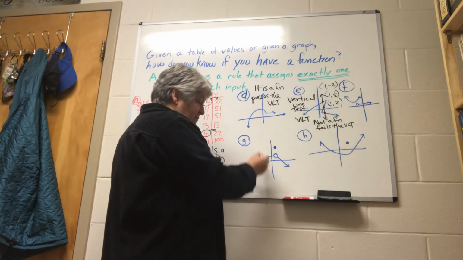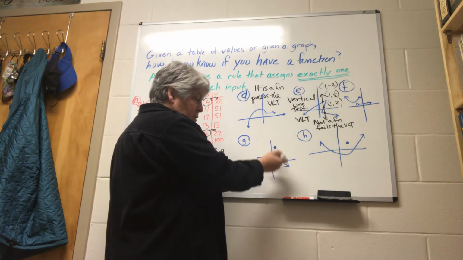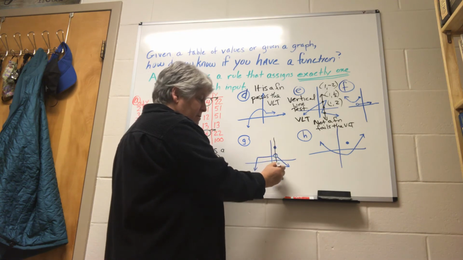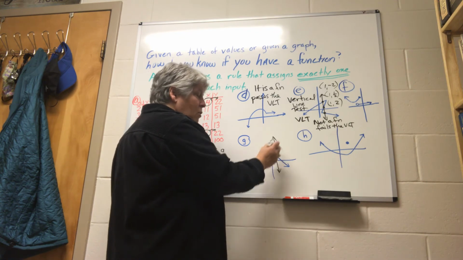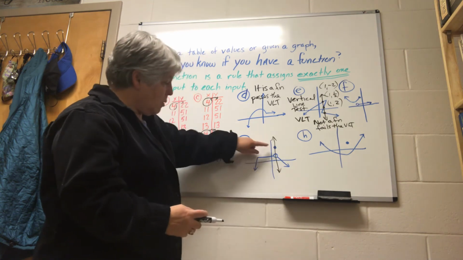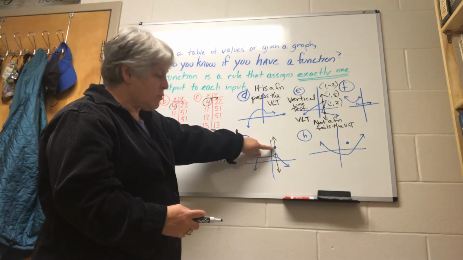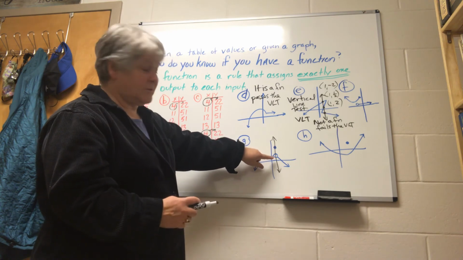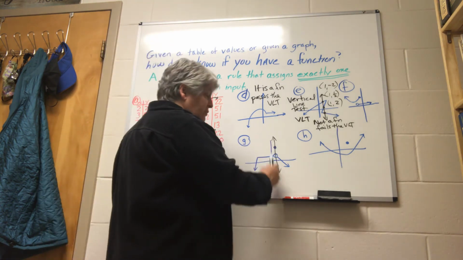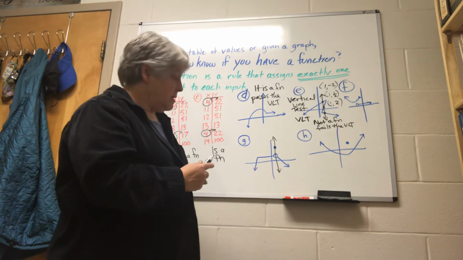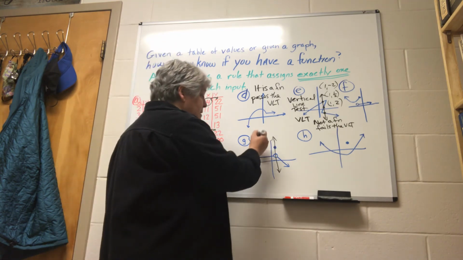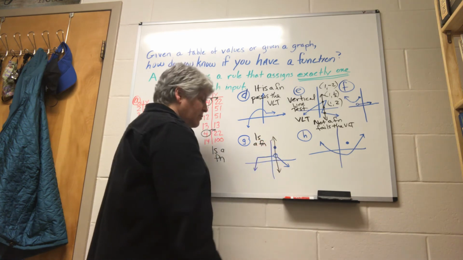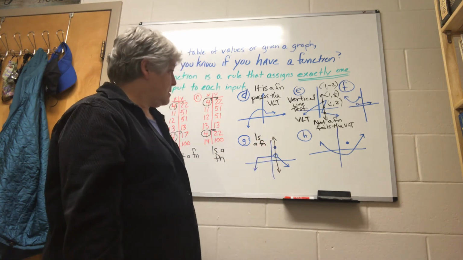But anywhere I draw a vertical line, this is the most suspect area right here. If I draw a vertical line right here, it's really only intersecting the graph once, because it's coming through that point, but it's going through a hole there, which is the absence of a point. So it's only catching one point of the graph. So this one here is a function, and it's because it passes the vertical line test.